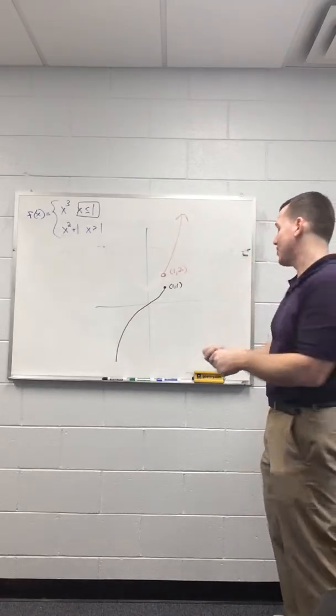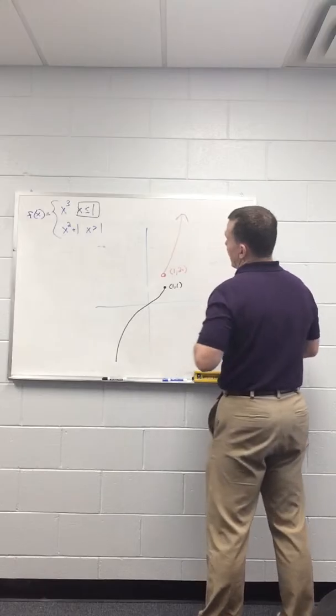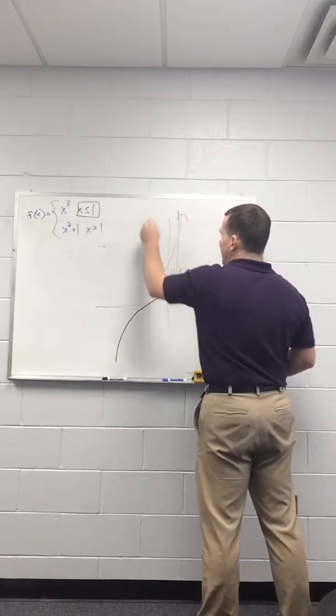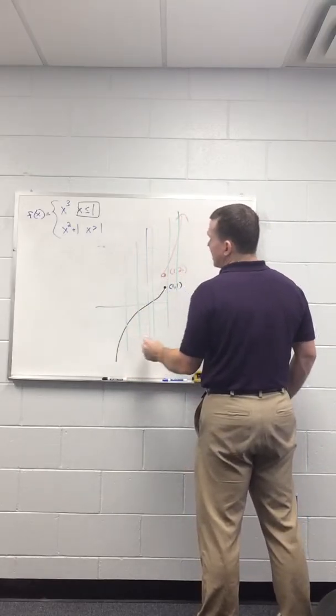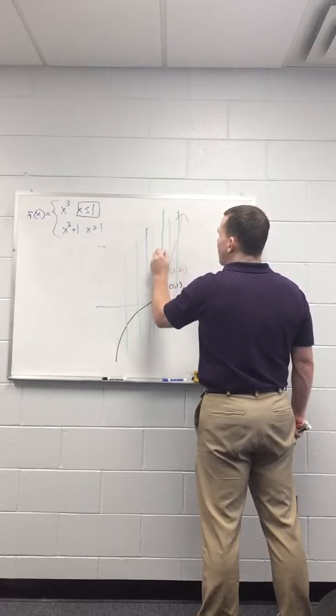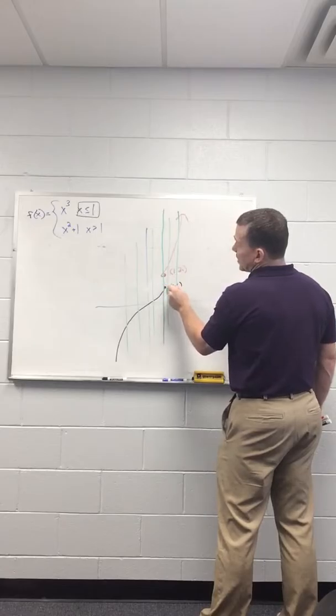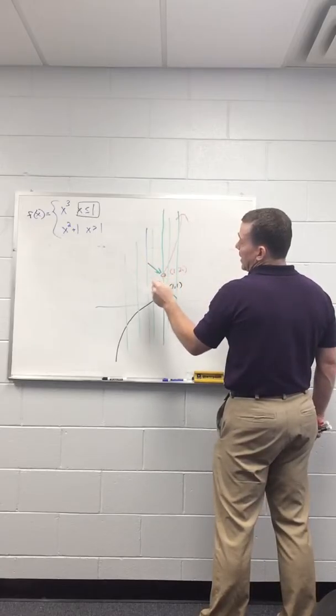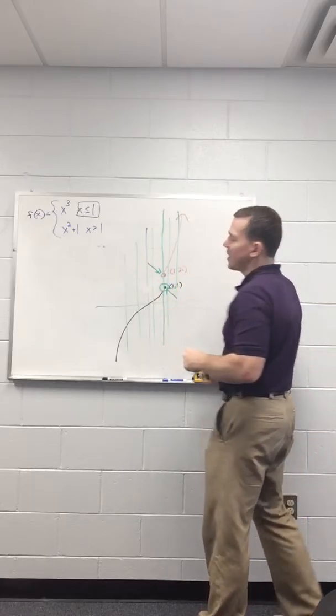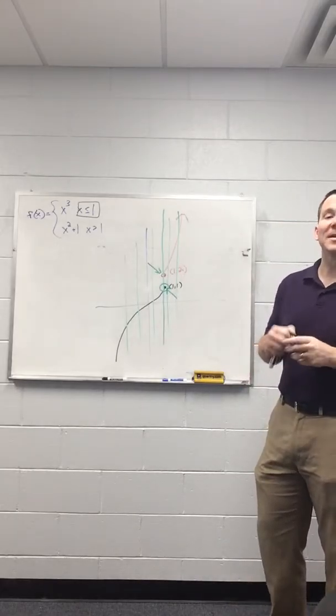The last thing I care about is, is it a function? If we do the vertical line test, everything is fine. The only possible problem is right here at x equals 1, but this point is closed, that point is open, so there's only one function value at that point, so it passes the vertical line test.